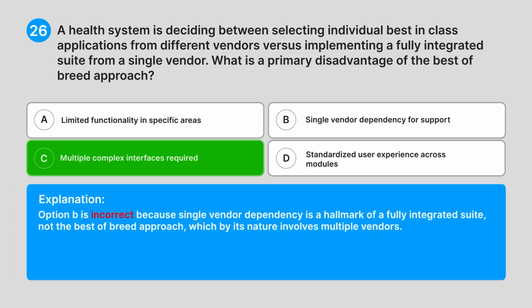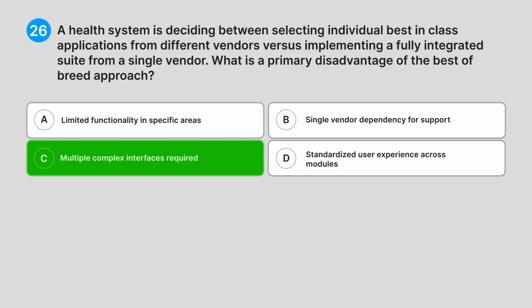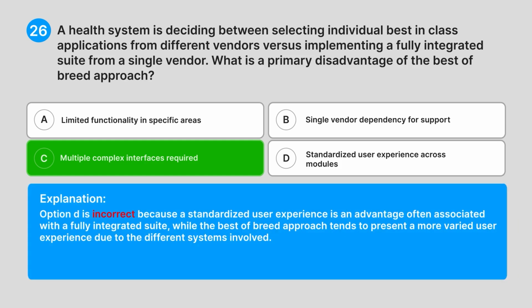Option B is incorrect because single vendor dependency is a hallmark of a fully integrated suite, not the best-of-breed approach, which by its nature involves multiple vendors. Option D is incorrect because a standardized user experience is an advantage often associated with a fully integrated suite, while the best-of-breed approach tends to present a more varied user experience due to the different systems involved.